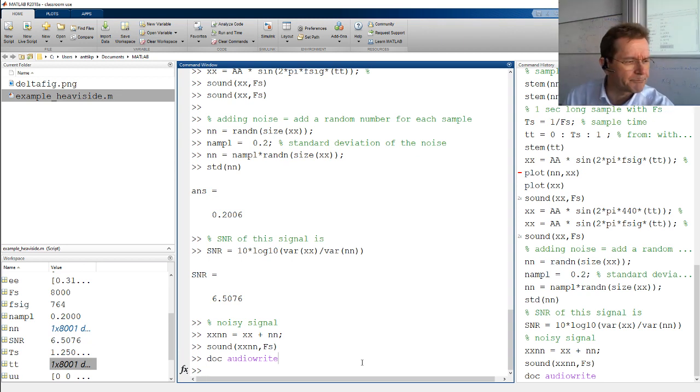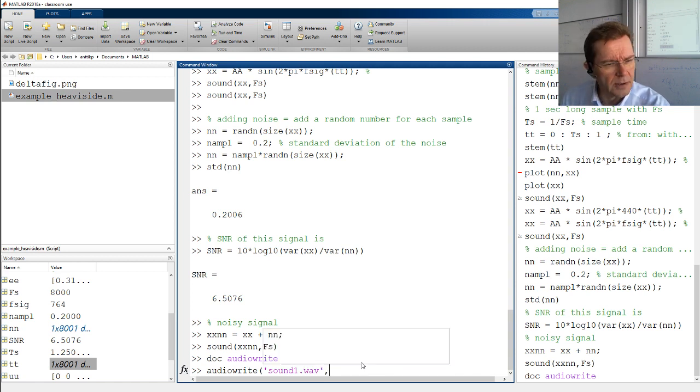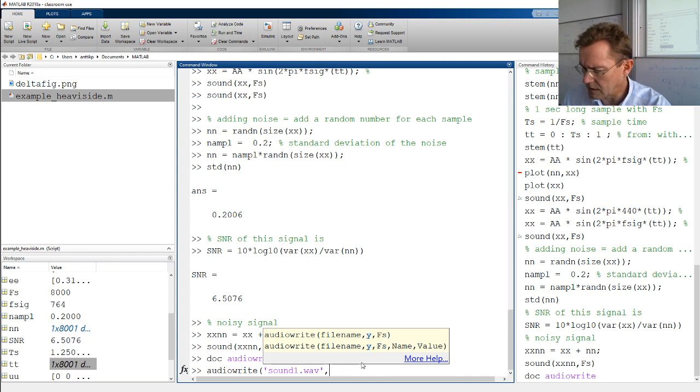So how to save that audio recording would be audiowrite, file name, that's a string, sound1.wav, then the sample rate, and data first, xxnn, and then sample rate. There we go.